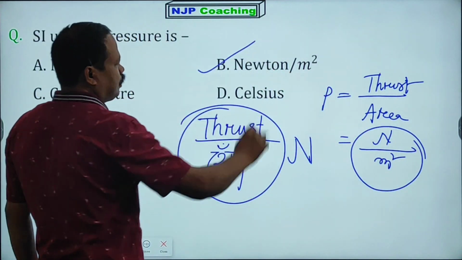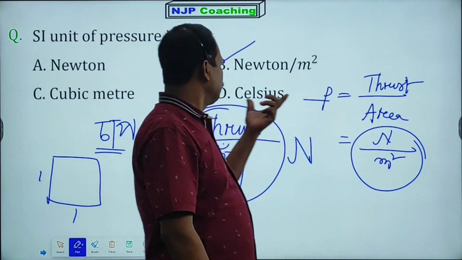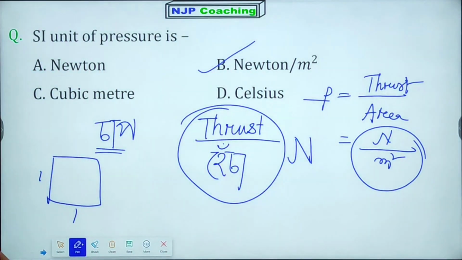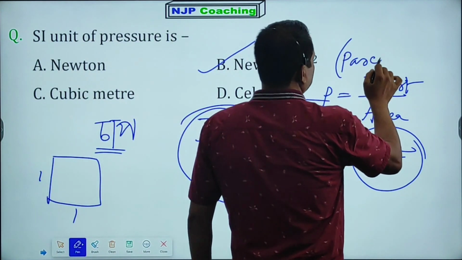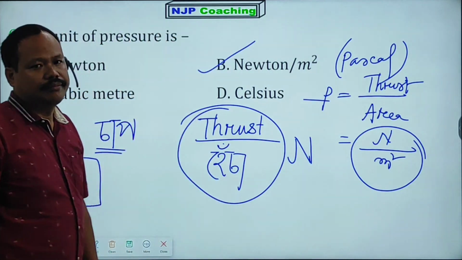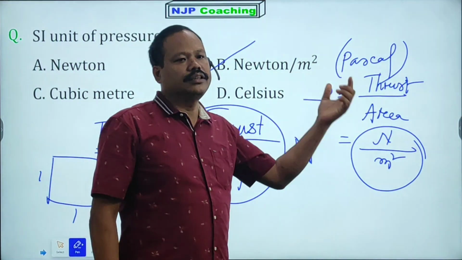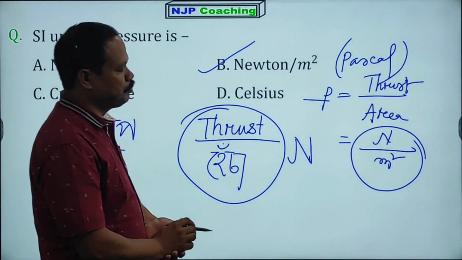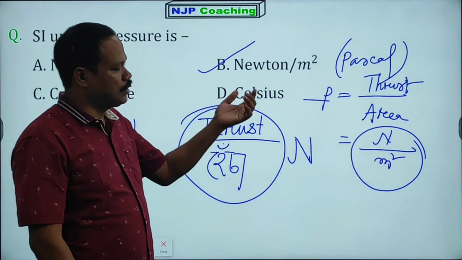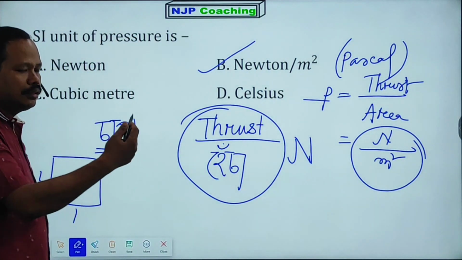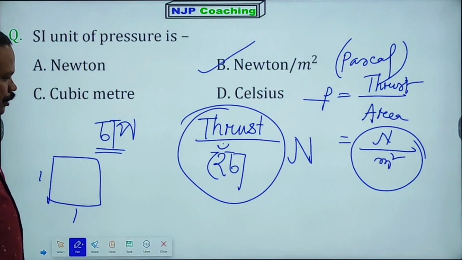Newton per meter square. But sometimes, it depends on the options, it may mention Pascal also, because this unit was first introduced by Pascal, Blaise Pascal. So, what is the SI unit of pressure? We can write Pascal also. We can write Newton per meter square also. Okay.